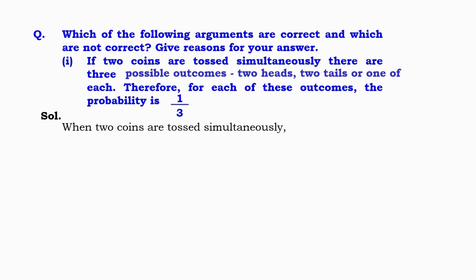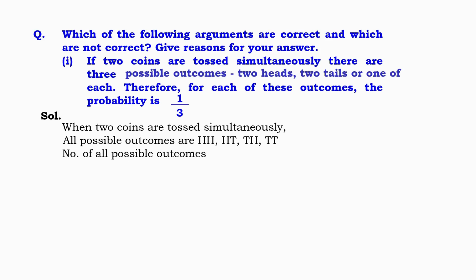When two coins are tossed simultaneously, what are the possible outcomes? That is head head, head tail, tail head, and tail tail. I think you already know this. If you don't know about this, then please go to my previous videos where I have discussed all these different outcomes of tossing two coins together. So the number of all possible outcomes here is 4. The probability of getting two heads is equal to 1 by 4, because there is only one outcome where we are getting two heads. So that is 1 by 4. The probability of getting two tails is also 1 by 4.